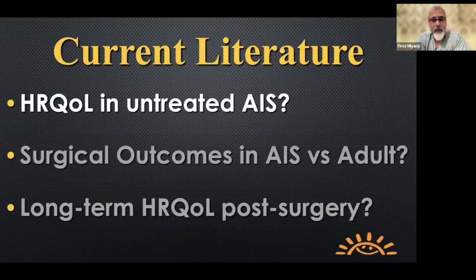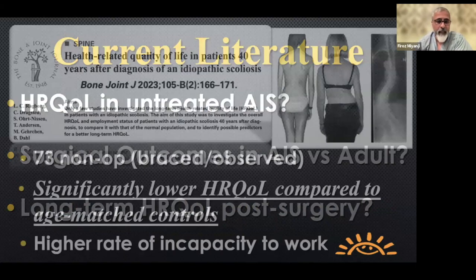The current literature, I kind of broke it up into three things. Health-related quality of life in untreated IS, and is there anything newer than what Stu Weinstein, et cetera, have done in the past? Their 51-year follow-up came out way back in 2003. Next was surgical outcomes in AIS versus adults. Is it better to treat them early versus late? And then, are there any long-term health-related quality of life studies following patients that have had surgery as adolescents into their adulthood? So is it the right thing to do as well?